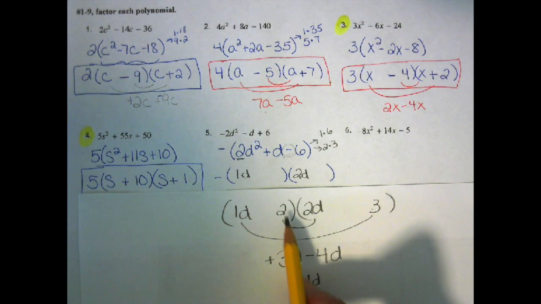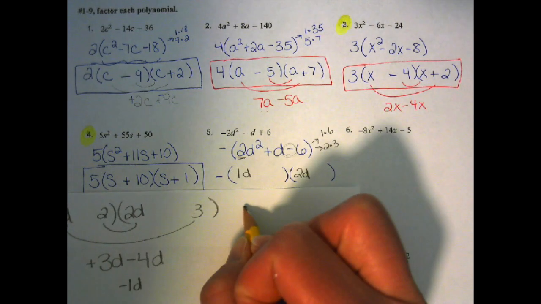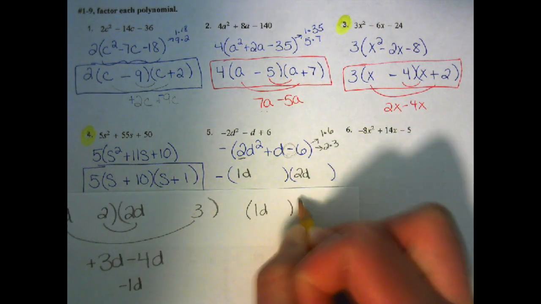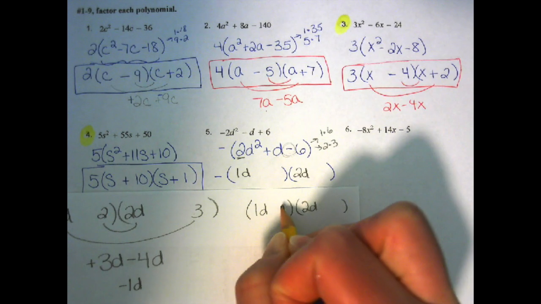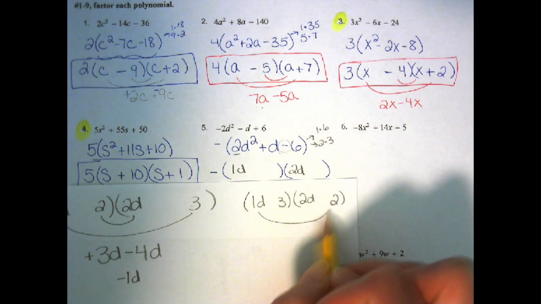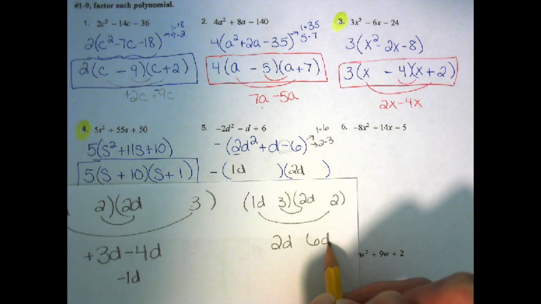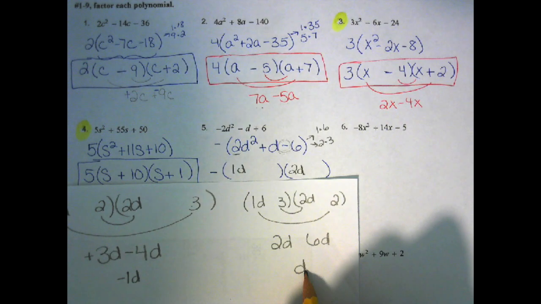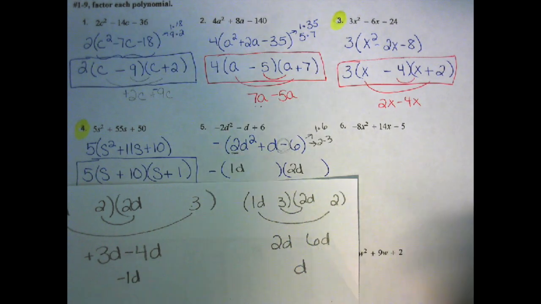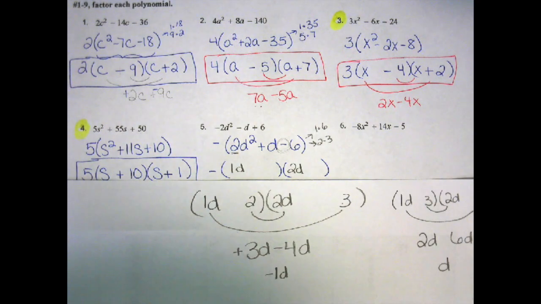What if I would have switched them? Let's say I would have put the 3 first and the 2 here. Watch as I do the outer, 2D, inner, 6D. That's not going to give me the right answer, so these would be incorrect. So I definitely recommend that you use a pencil for this one because there might be some trial and error.